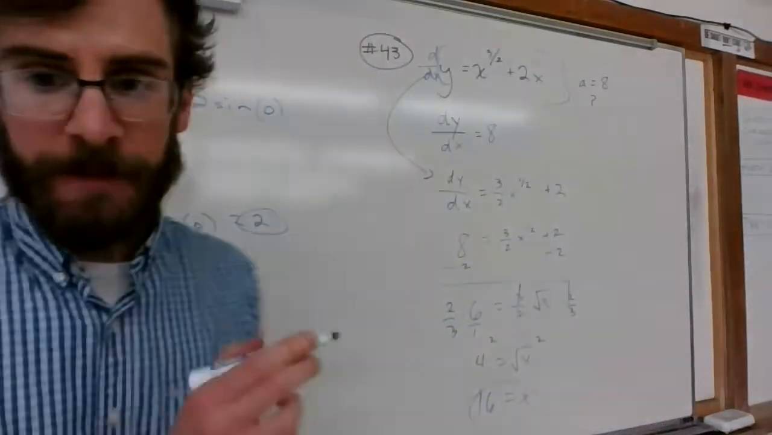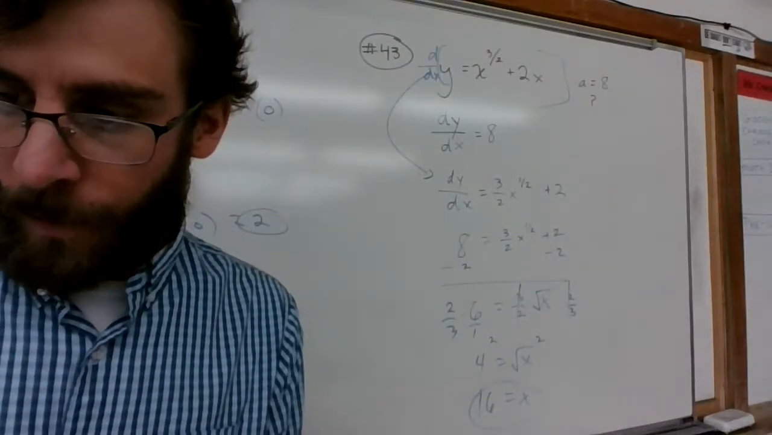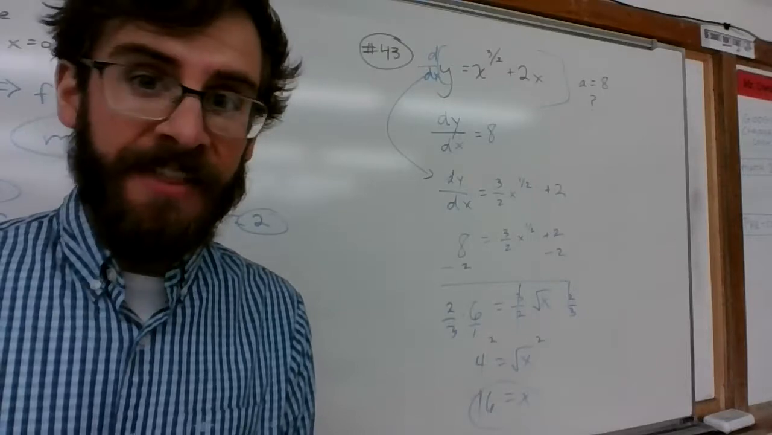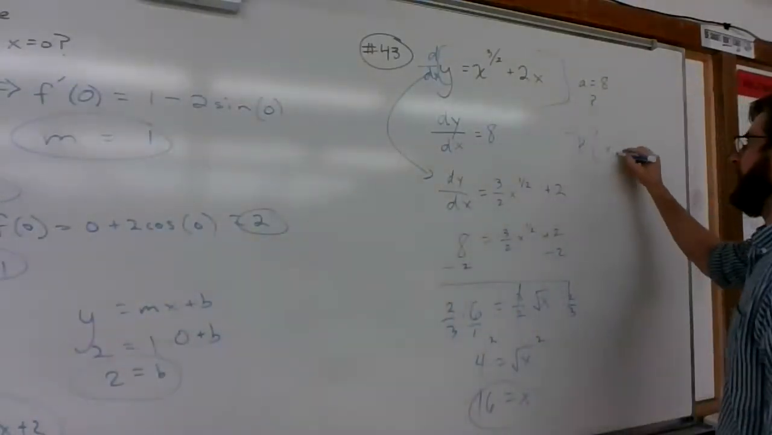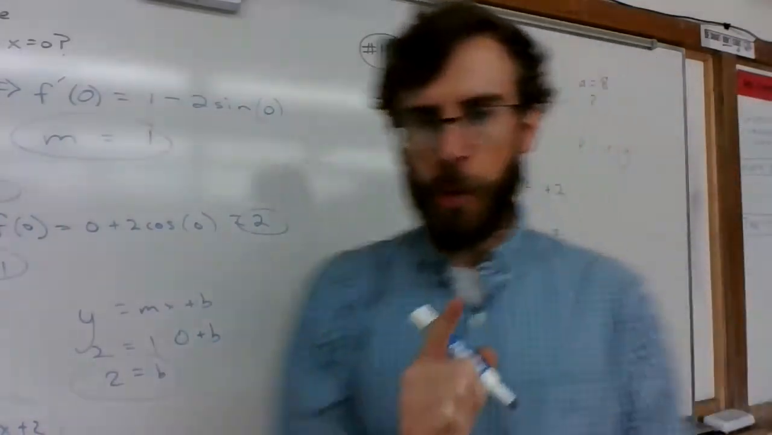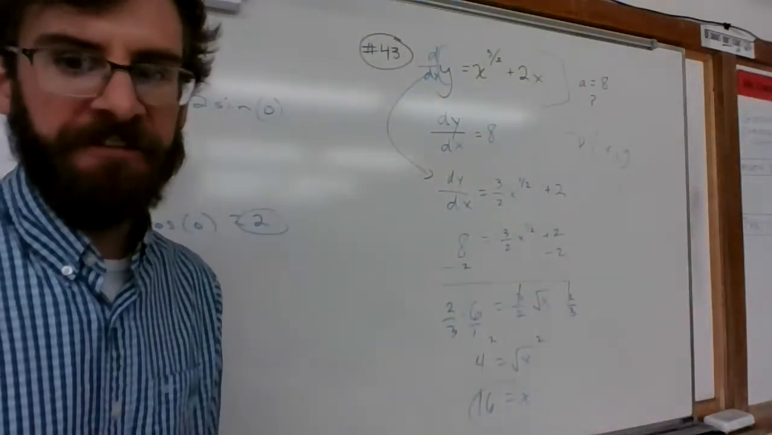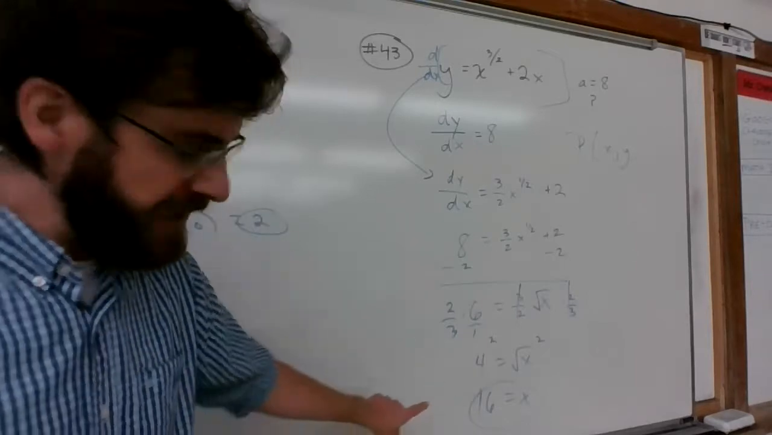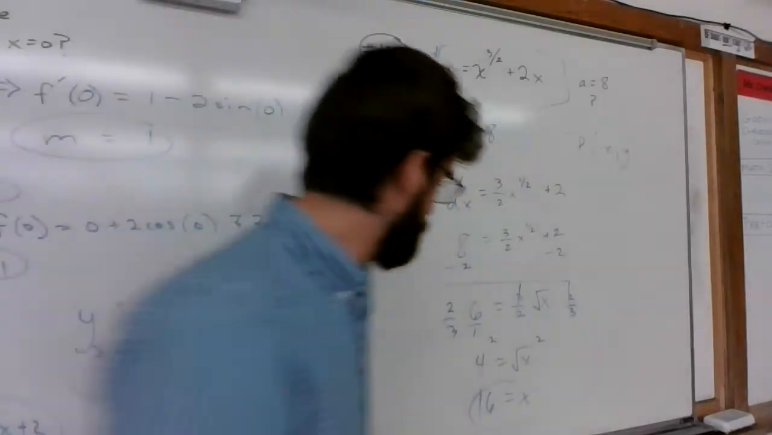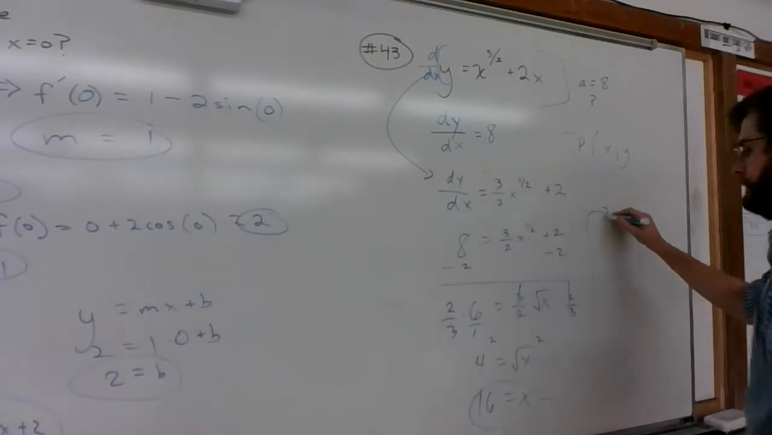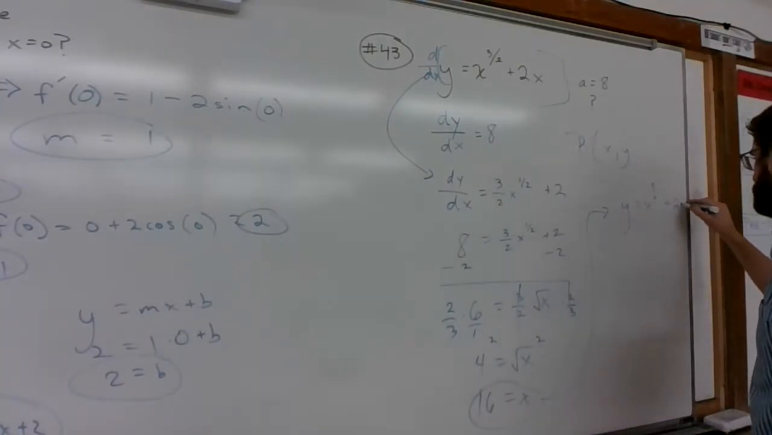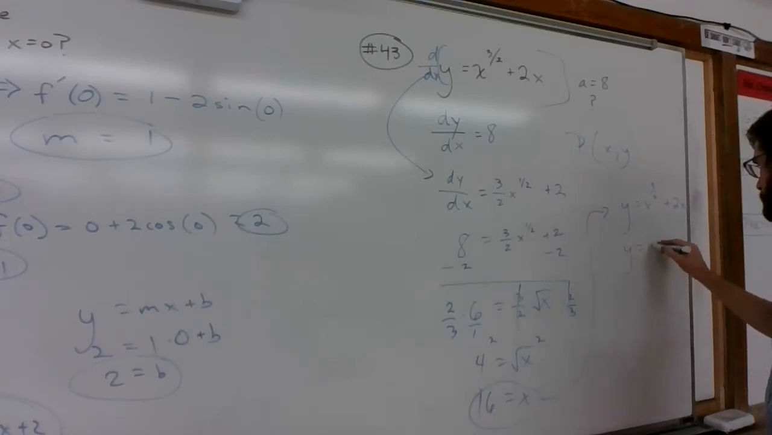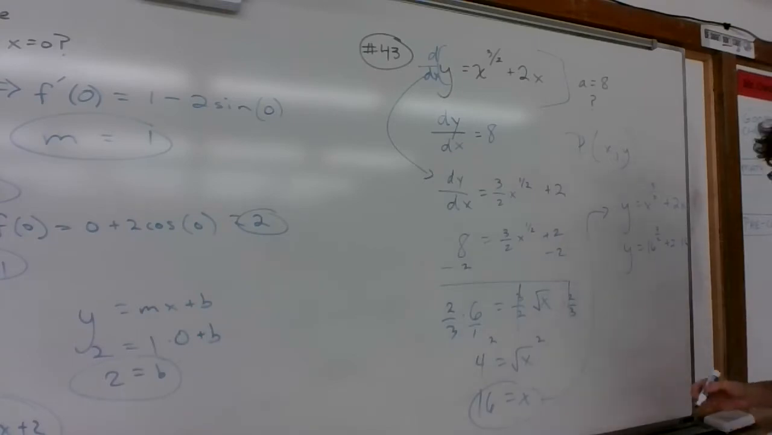Now, I want to be sure of something. What point? And they are specific. They say find the point P, x comma y. So the x coordinate is not good enough. We've got to find the y coordinate. So take your 16, plug it back into the original, to get the y value.